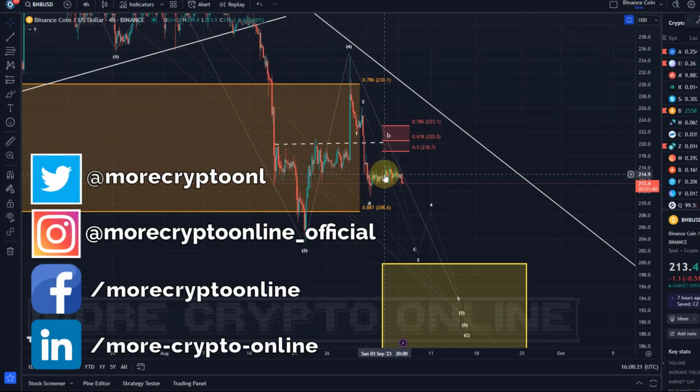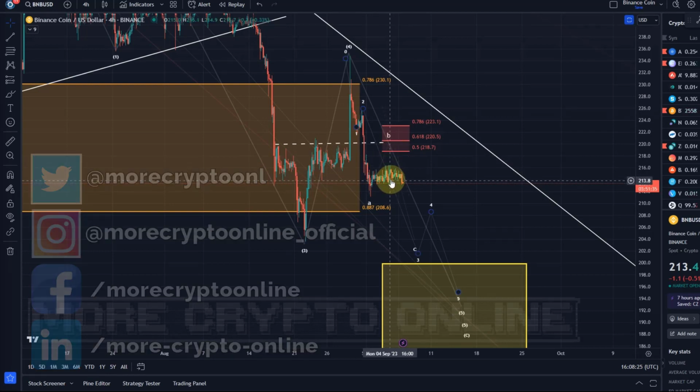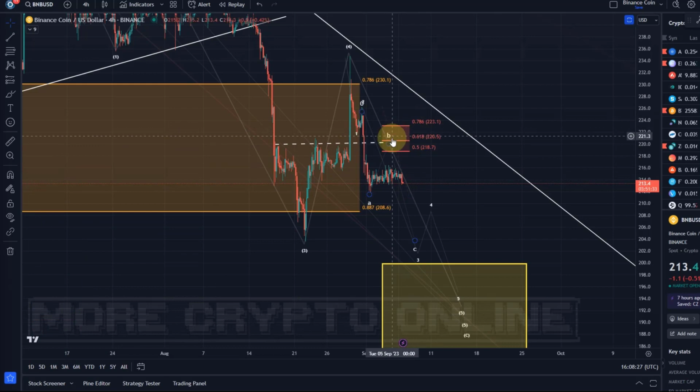Binance Coin seems to be very weak at the moment. It might not even get to resistance. I mean, it doesn't need to, right? It's a B wave. B waves can be triangles, for example.